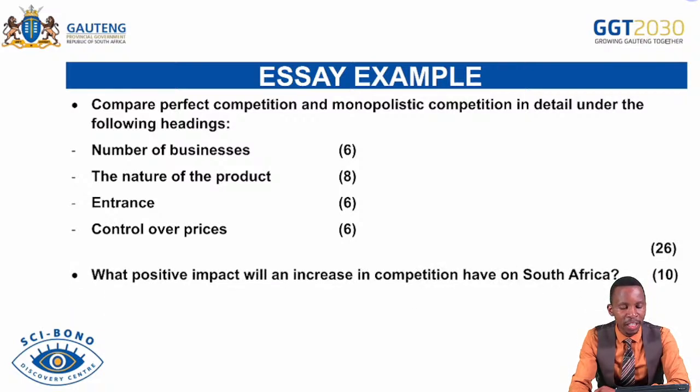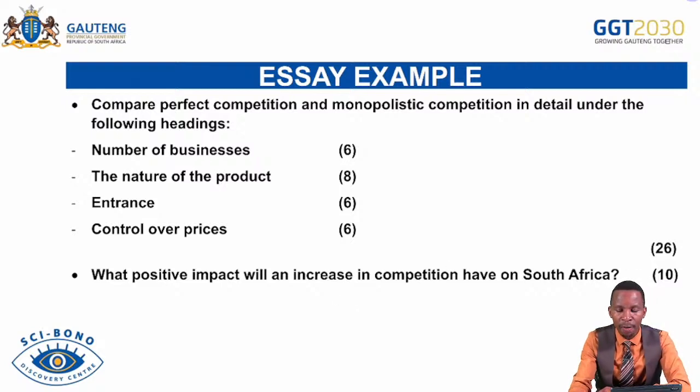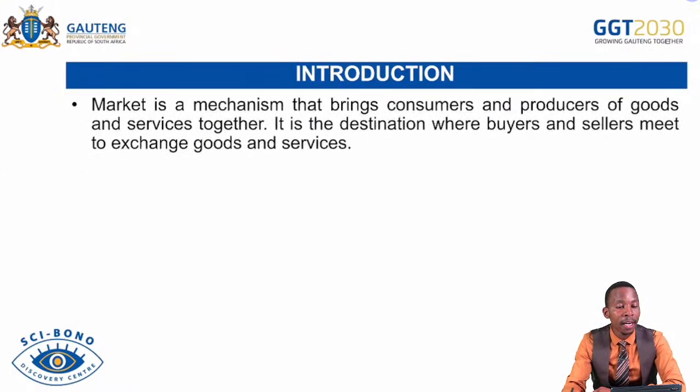Additional part, write positive impact. What positive impact will an increase in competition have on South Africa? That was for 10 marks as the additional part, and that gave us the sum of 40 marks. Then this is the introduction. This is how you can introduce your essay.